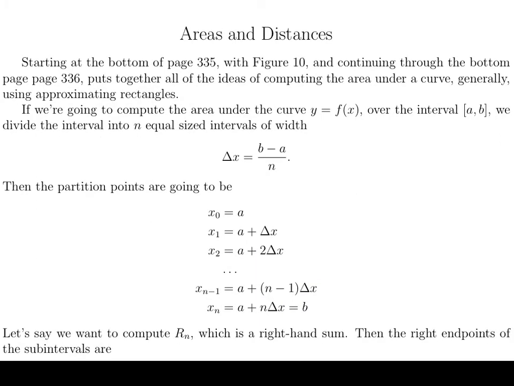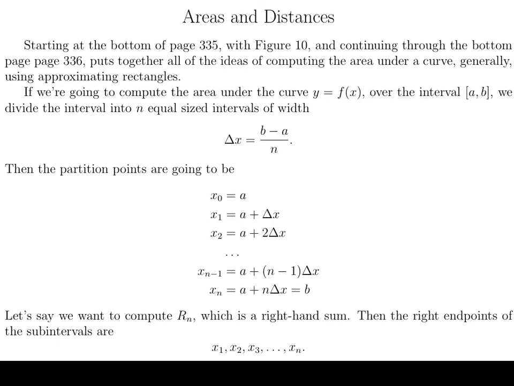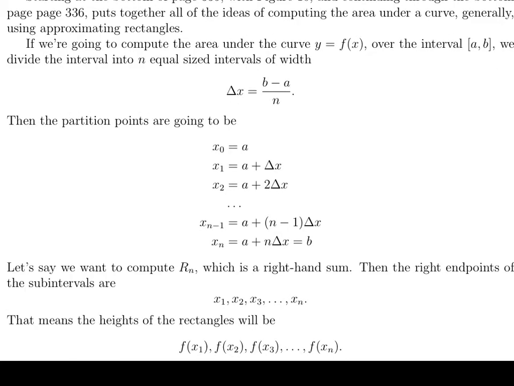Now let's say we're going to compute R sub n. Now that's a right-hand sum. So the right-hand endpoints of the subintervals are going to be x1, x2, x3, all the way up to xn. You notice that the first subinterval goes from x0 to x1, so the right-hand endpoint of that subinterval is x1. Then we get the heights of the rectangles by plugging those values into the function f. So these values here are going to be the heights of our rectangles.